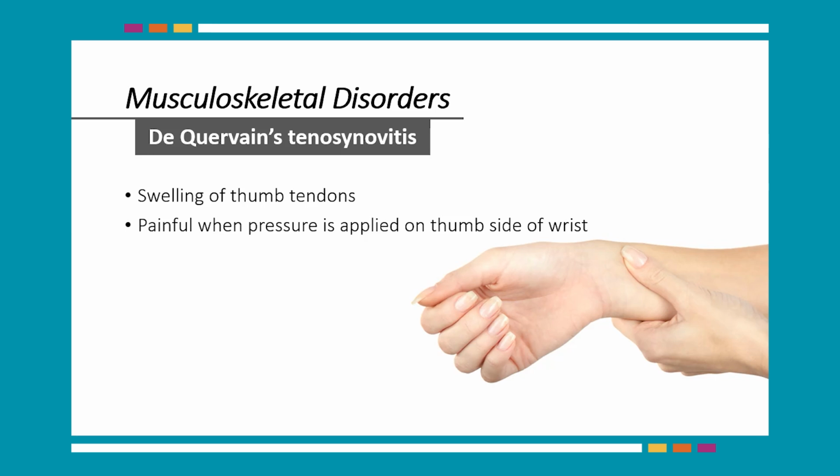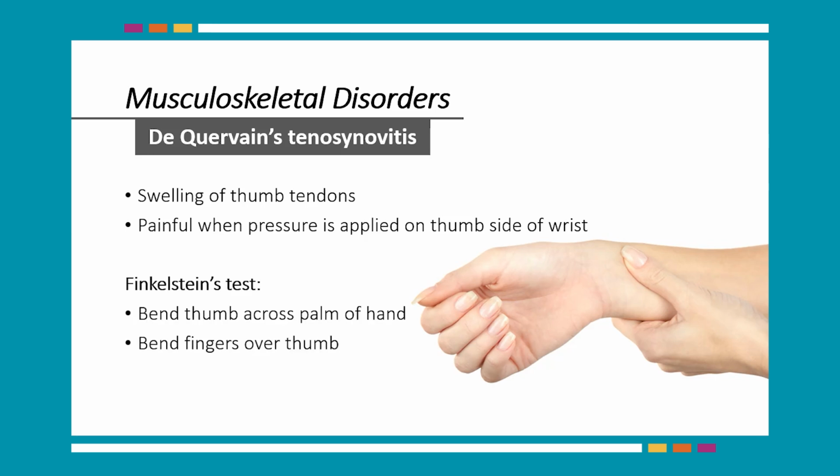Another way of determining whether it is tenosynovitis is by performing a Finkelstein test. Bend your thumb across the palm of your hand and bend your fingers down over your thumb. Then you bend your wrist toward your little finger. If this causes pain on the thumb side of your wrist, you likely have De Quervain's tenosynovitis.